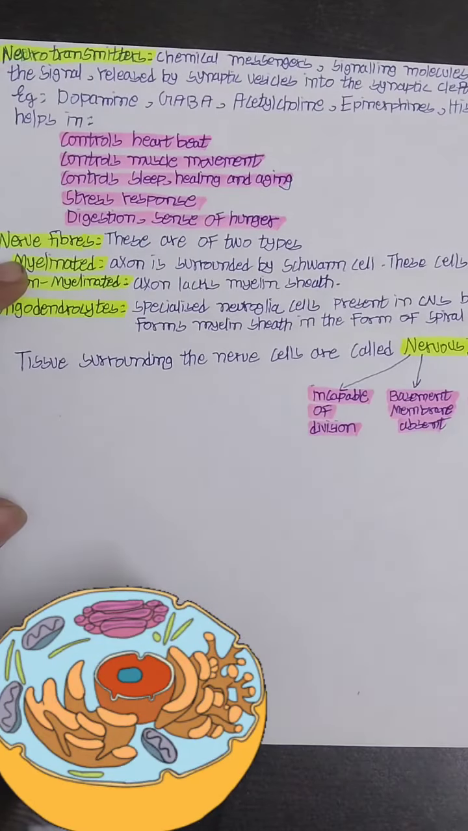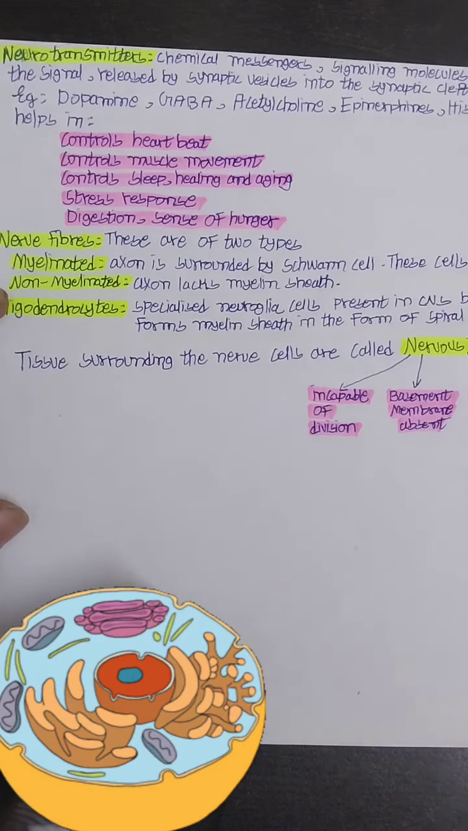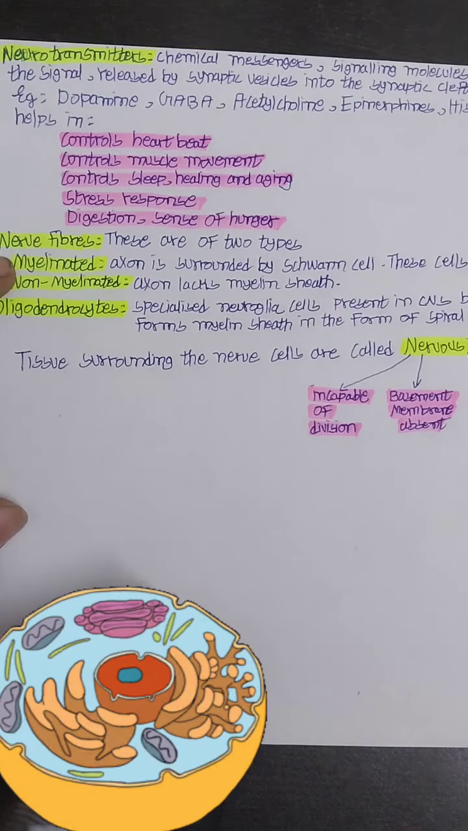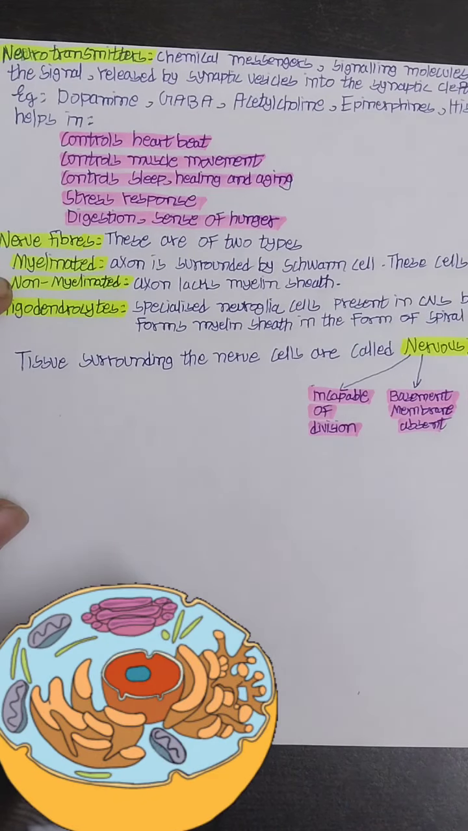Now we'll learn about the nerve fibers. Nerve fibers are of two types. One is myelinated, the other is non-myelinated. A myelinated axon is surrounded by Schwann cells. The cells secrete the myelin. It forms a layer called the myelin sheath. So these fibers are called myelinated nerve fibers. The other is non-myelinated nerve fibers. In these, the axon lacks a myelin sheath.